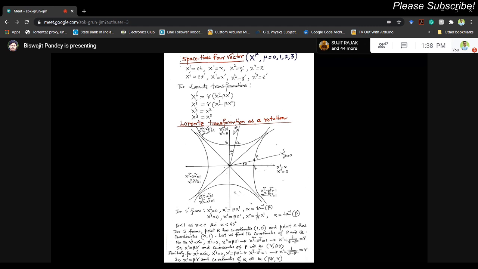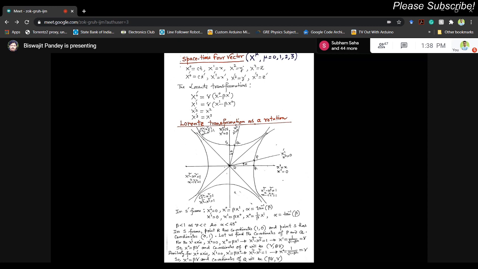If you consider this hyperbola to be x square minus c square t square equal to 1, or x1 square minus x0 square equal to 1, then look at the coordinate of this point R, because this is the space axis in the unprimed frame. So x1 equals x here and x0 equals 0. So time is 0 here. If you put time equal to 0, this is nothing but x equal to 1. That means in the unprimed frame, the distance from origin to R is 1 unit of space.